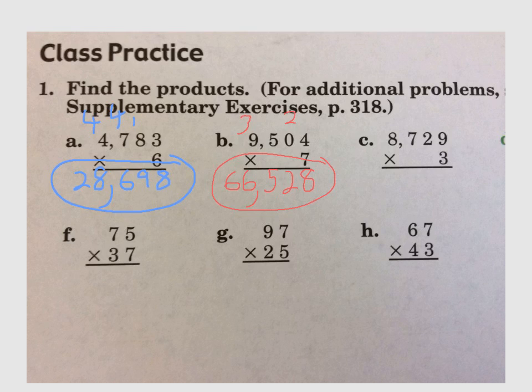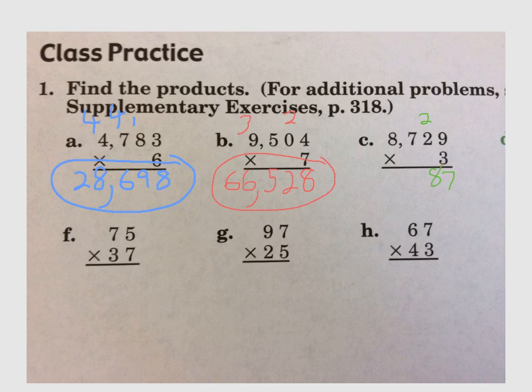C. We're going to do the spray. We'll do 3 times 9, 3 times 2, 3 times 7, and then 3 times 8. 3 times 9 is 27. 3 times 2 is 6. Plus 2 is 8.